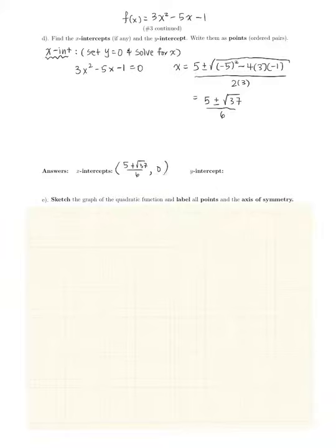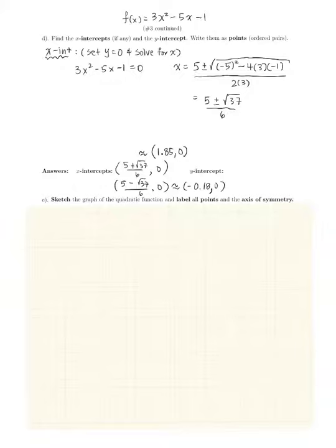The y value is always going to be 0 at the x-intercept. And the next one is 5 minus the square root of 37 over 6, comma 0. Now if you type this in the calculator, your approximate value here is going to be 1.85, comma 0. And approximately this one is going to be negative 0.18, comma 0. All right, ugly, but we got this.